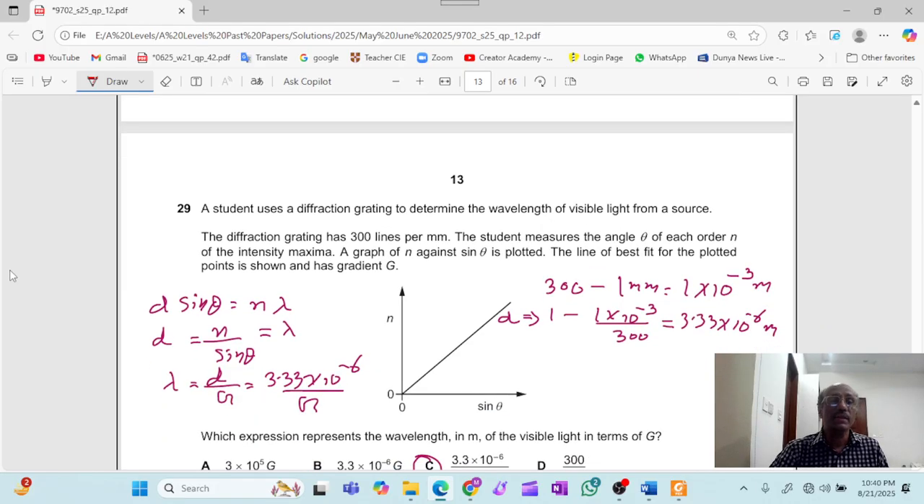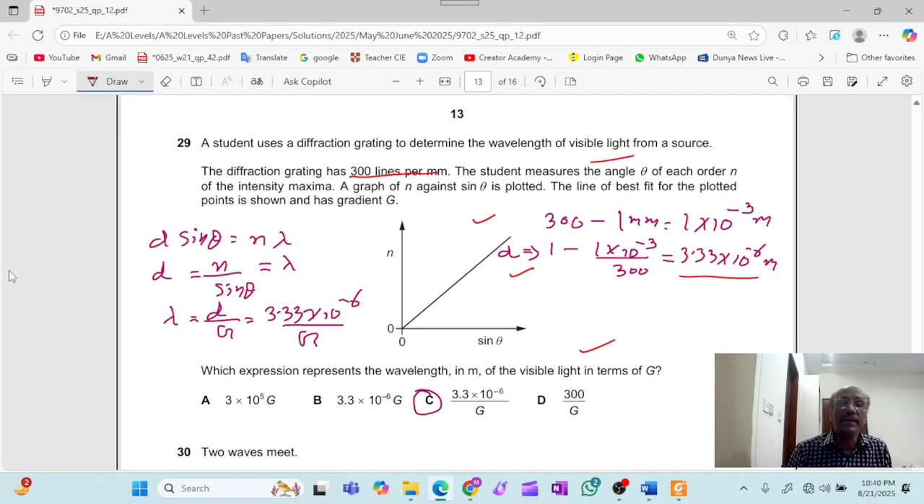Now a student uses a diffraction grating to determine the wavelength of visible light. It has 300 lines per millimeter, so we are required to calculate d. 300 lines in 1 millimeter, where 1 millimeter is 1 × 10^-3 m. So d equals 1 × 10^-3 over 300, so the distance is 3.33 × 10^-6 m. Now what is required? Which expression gives the wavelength in meters for the visible light in terms of G?